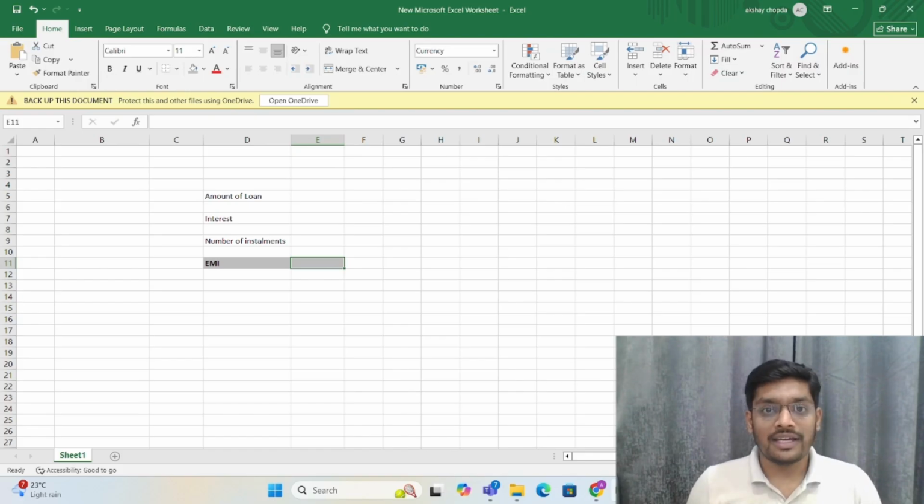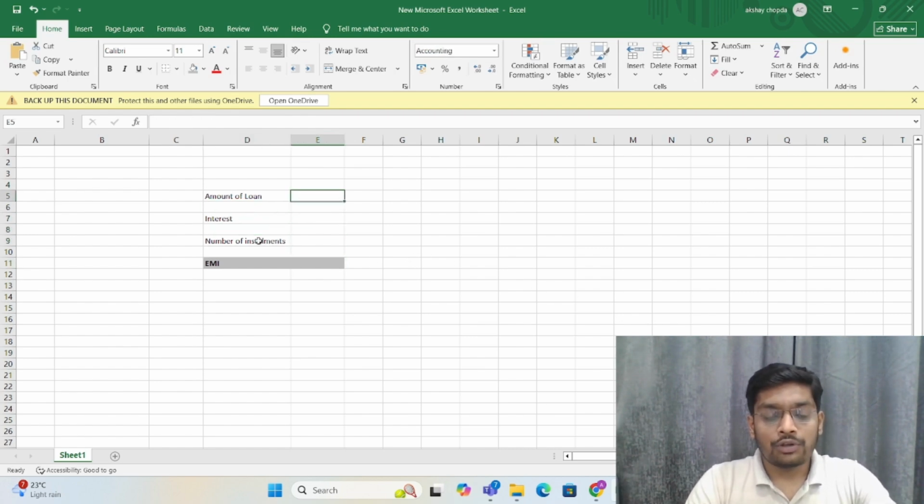Hello friends, today we are going to see how to calculate EMI in Excel. So let's begin without any delay. For that we would need some details, for example, amount of loan, interest, number of installments.